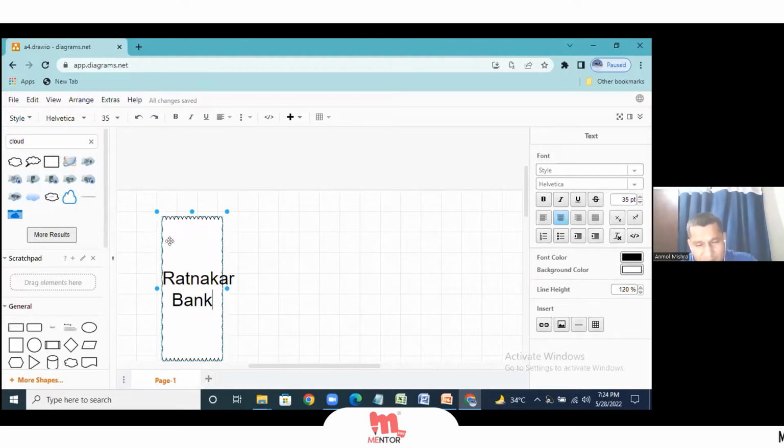Can anyone try to give the answer? For example, you are the owner of Ratnakar Bank and you want to deploy all the transaction things, all the Tally things, or all the mailboxes, all the PSTs, everything on the server. How can we do that? How will we do this? How will we deploy this? Anyone try to give the answer?